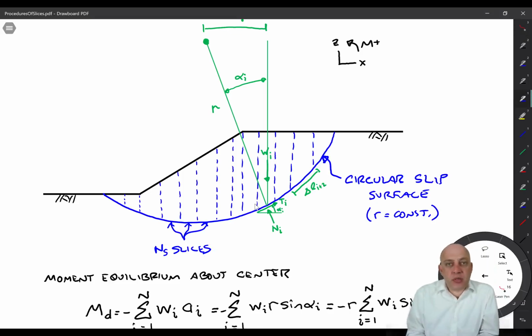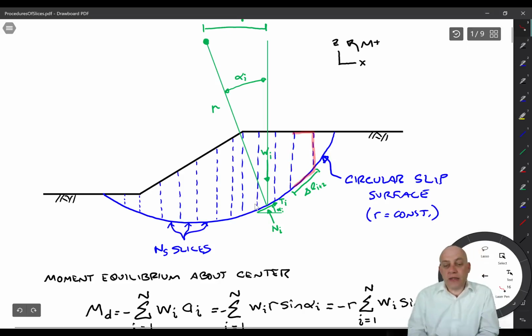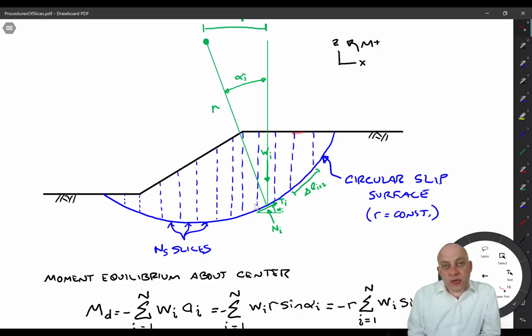Oftentimes we divide the slope into about 20 slices, something like that. You can use more, you can use fewer. You just want the slices to basically represent the geometry of the problem accurately. Although we're using a circle here, what generally happens is that we discretize the slices into trapezoids. So we're going to approximate the shape of the bottom of the slice as a straight line. If you discretize too coarsely, you're not going to get a super accurate representation of that circular surface.